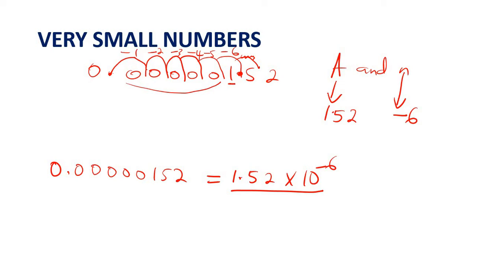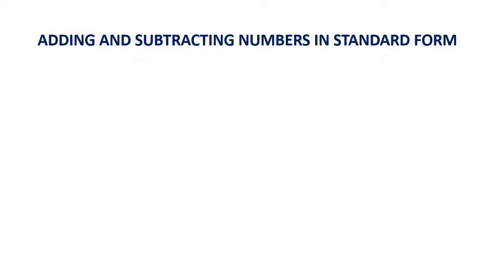Alright. Next, we'll do addition and subtraction of numbers in standard form. Let's start with addition. Almost the same thing. If you can add, you can as well subtract. So for addition, let's look at these numbers: 4.18 times 10 raised to the power 5 plus 3.22 times 10 raised to the power 5.